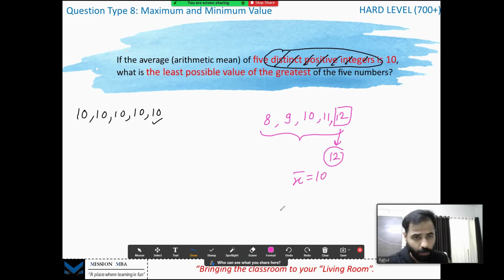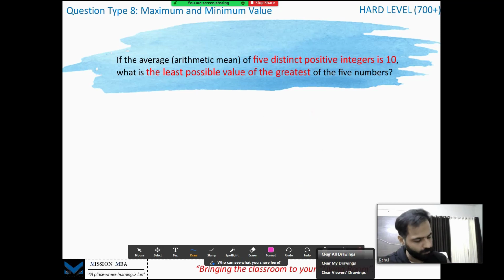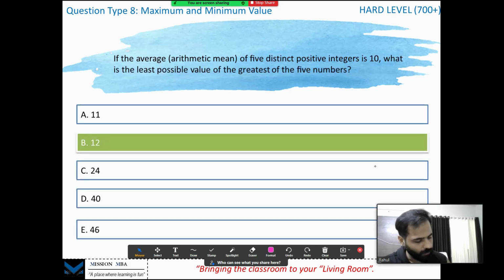This is an important concept. If you did not understand this now, please go back, rewind the video, watch it again. Difficult concept, guys, but you have to have a command over this. Simple thing, remember to keep the maximum number smallest. Keep the numbers closest. That is the best possible way. Simple. Let's move to the next question. Yeah, 12 is the correct answer.